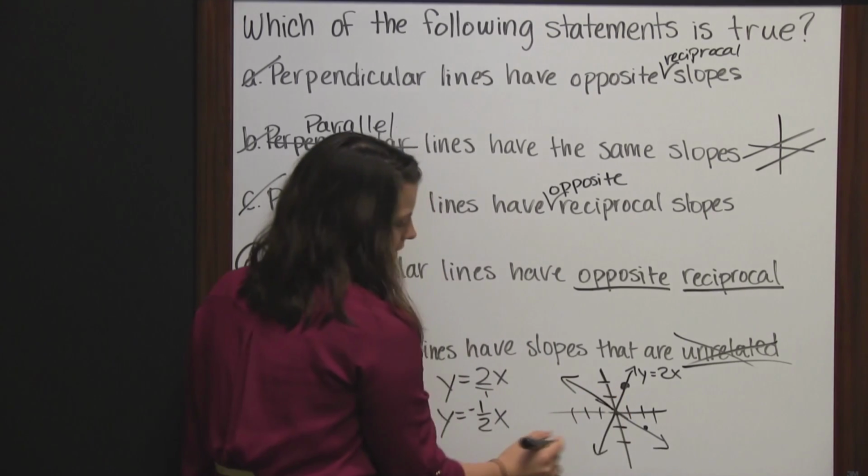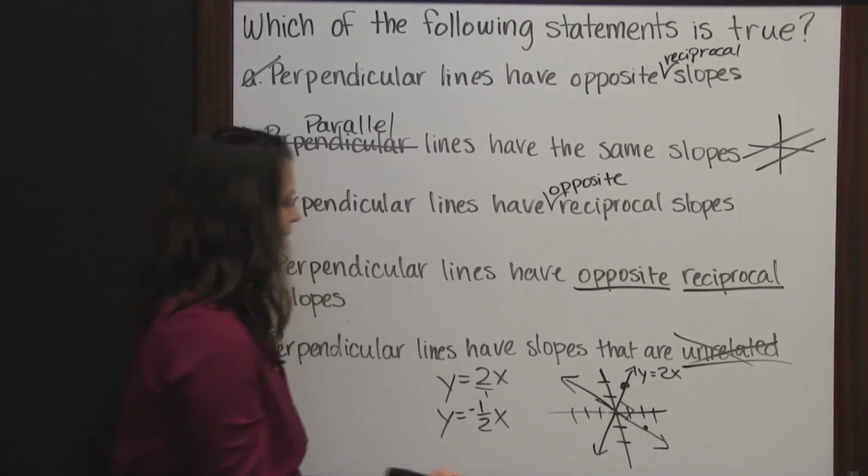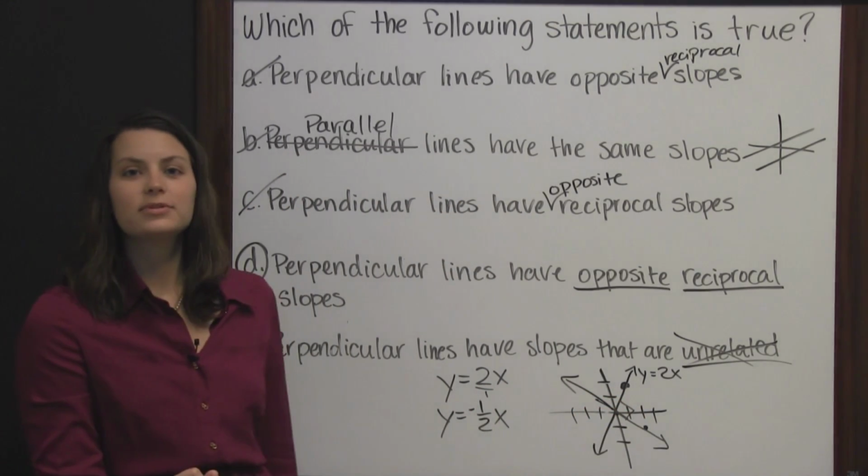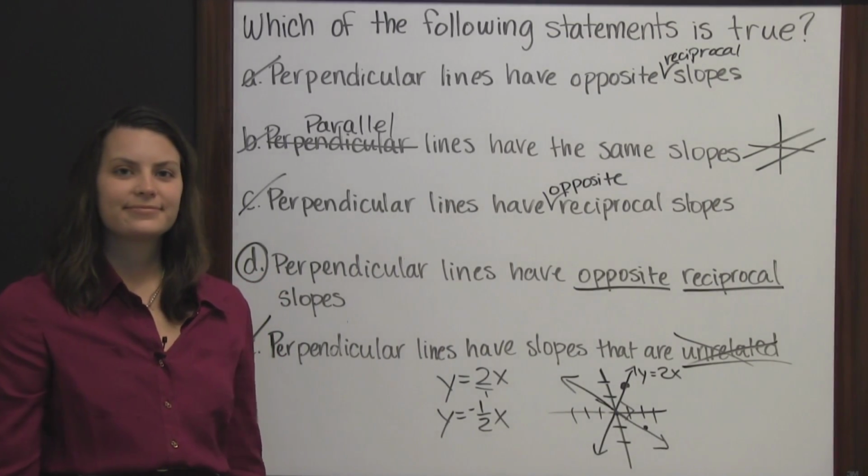So you can see how these lines intersect each other at right angles because they have opposite reciprocal slopes.